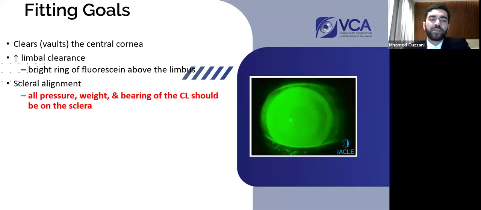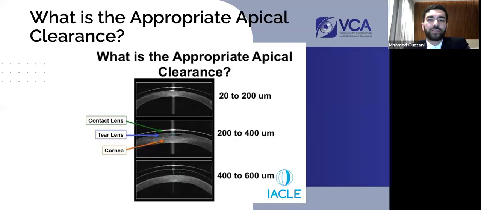For the scleral alignment, we have the pressure of the lens that settles on the sclera, and this bearing of the contact lens should not be excessive. And we will see some pictures of incorrect scleral alignment.